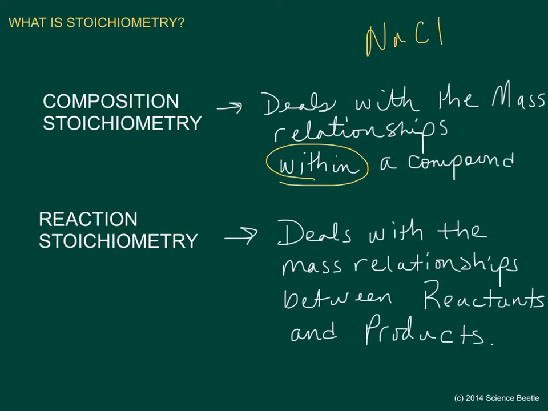And so that's going to be very different mass relationships between these two types of stoichiometry. And it's very important that you tell the difference between the two, because the stoichiometry of a compound is very different than the stoichiometry of a reaction involving products and reactants, simply because of the amount of mass involved with a compound relative to the mass involved with a particular atom in a compound. It's a subtle little difference, but there is a difference nonetheless.